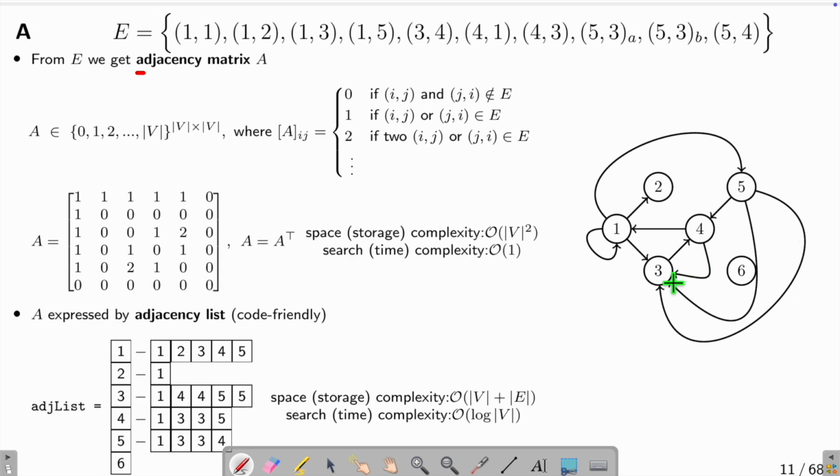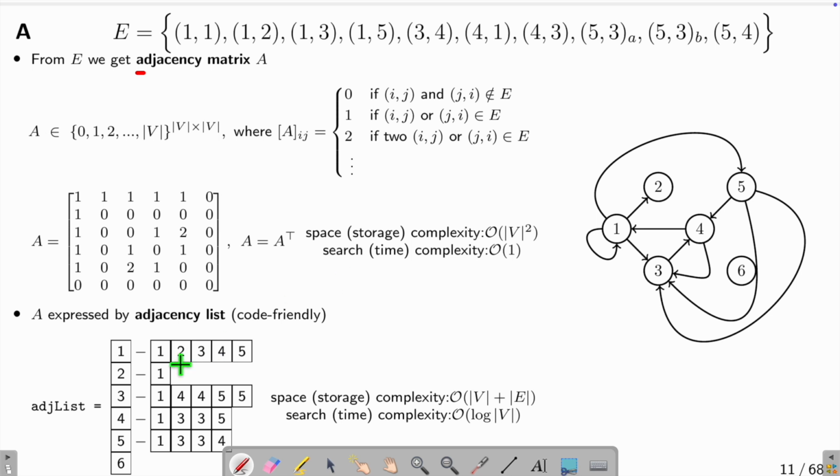So 5 goes to 3 two times, same, we have a 2 here. But because now we don't care about direction, 3 also goes to 5 two times. So we have a 2. So we have an A matrix. In linear algebra, we'll call this matrix equal to E transpose. That means it's symmetric. It means you have a diagonal here and you flip it, it's symmetric.